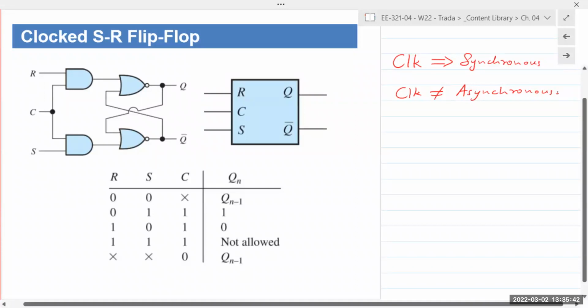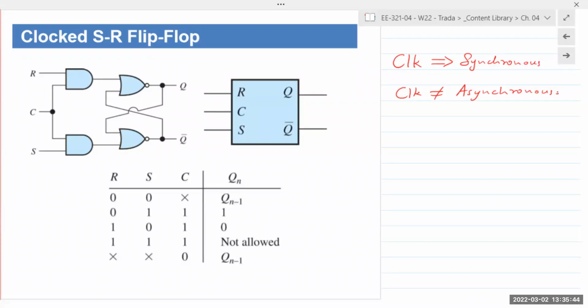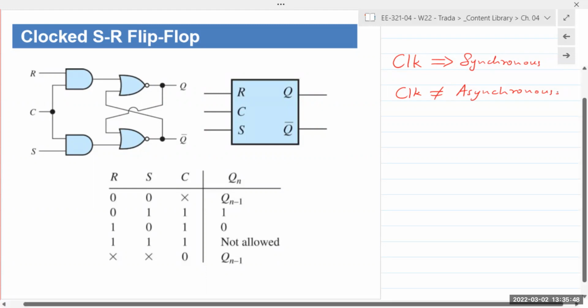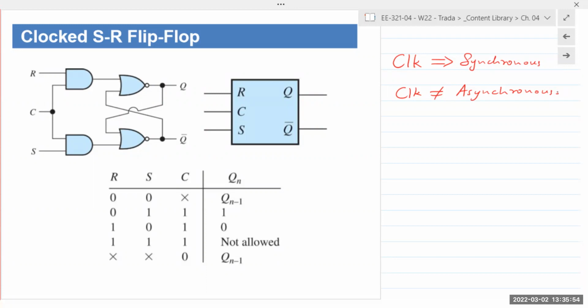Attending the lecture in person or on Zoom during class time at 1 p.m. is synchronous. If you view the lecture video outside of class time, which is outside of 1 to 2 p.m., it's asynchronous. So digital circuits, same thing. If everything is along with the clock input, then it is called a synchronous circuit. Otherwise, it's asynchronous.